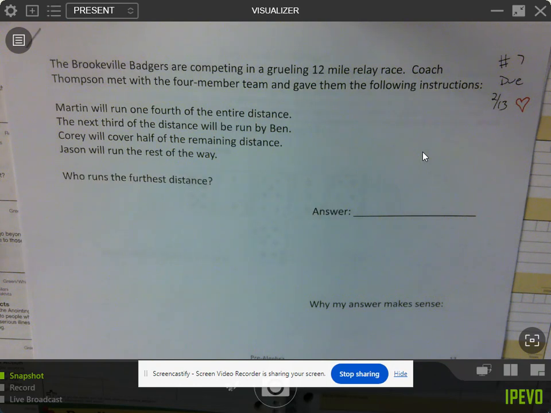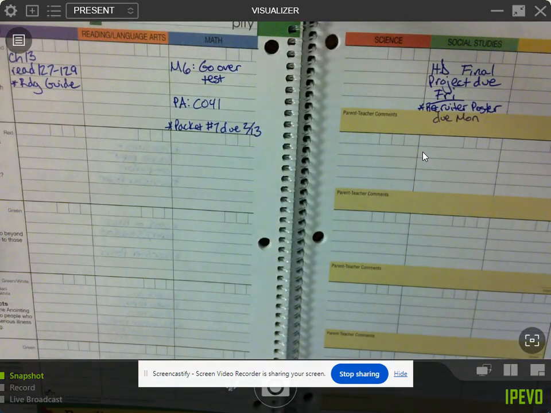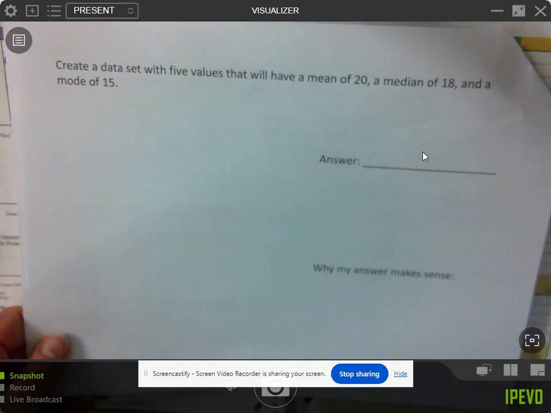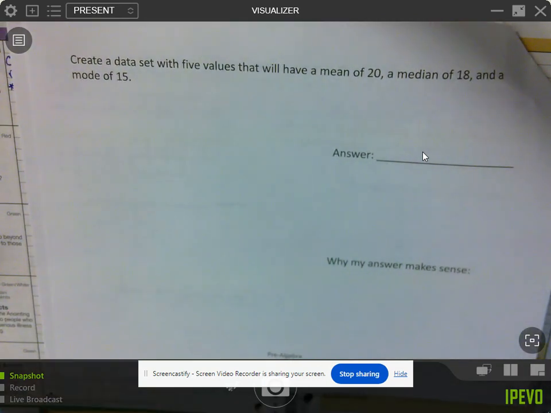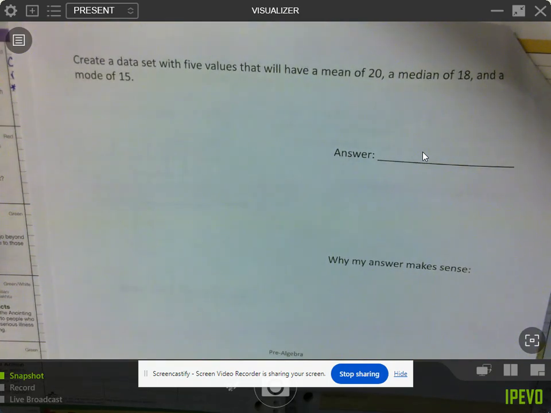Our second page. Create a data set with 5 values, 5 numbers that are going to have a mean of 20, a median of 18, and a mode of 15. Remember, mode is the most.